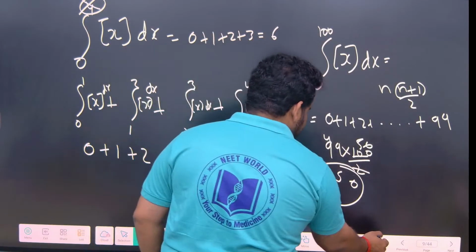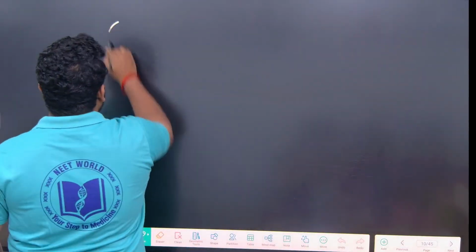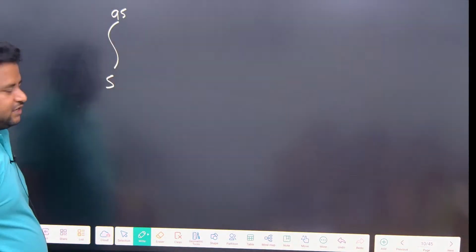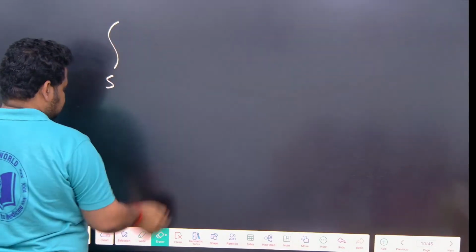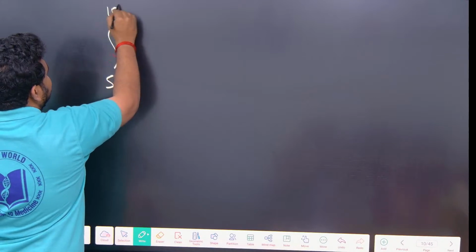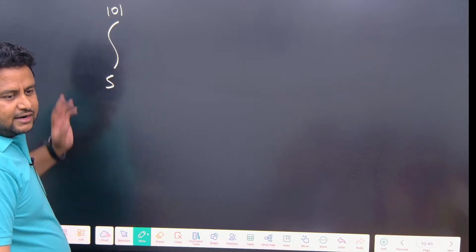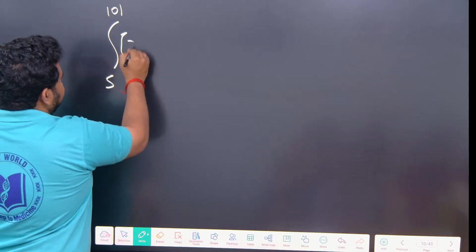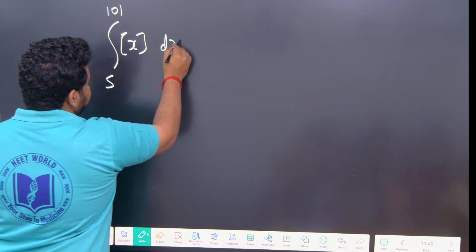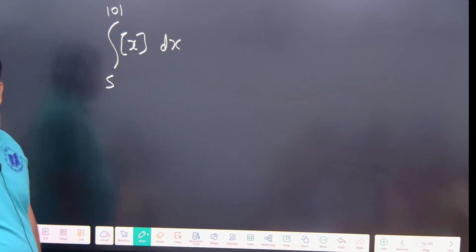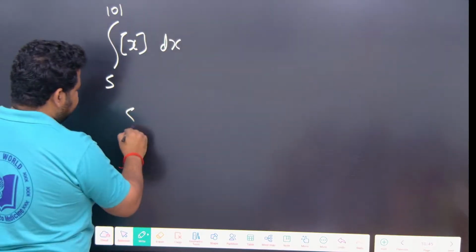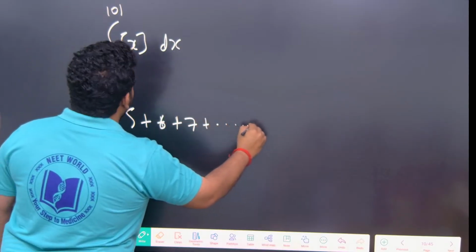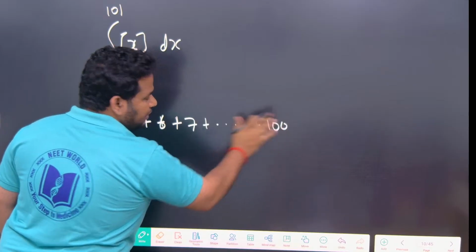Let me take up the question. Let us take it as an easy value: integral of 5 to 101, step x dx. That means we have to start from 5 plus 6, 7, up to 100, not 101, up to 100.